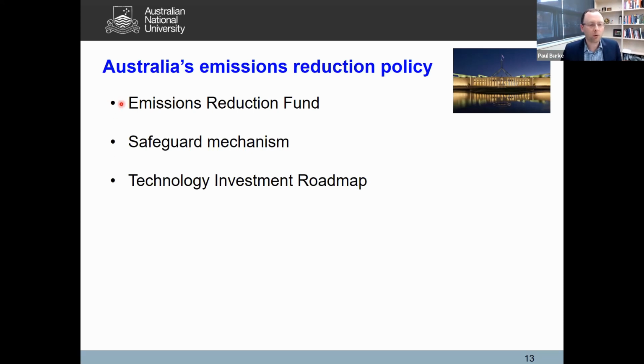In Australia, instead of the carbon price, we have an emissions reduction fund. This is a subsidy scheme to pay voluntary projects to reduce emissions. I'll say a couple of things about that. I understand you have a session on the safeguard mechanism coming up, so I won't mention much about this. And also recently, a key thing that the government has been interested in is their technology investment roadmap.